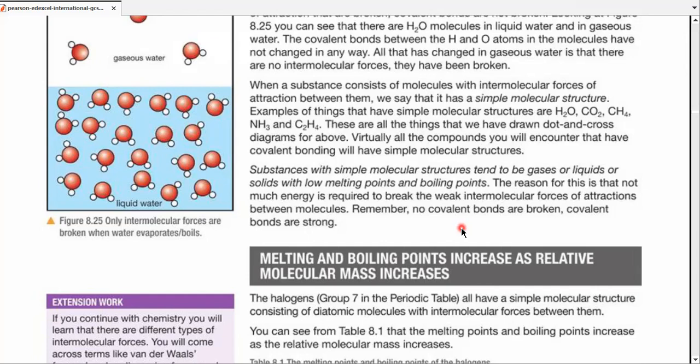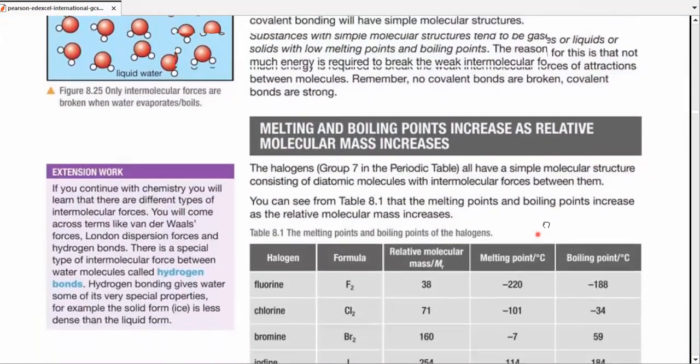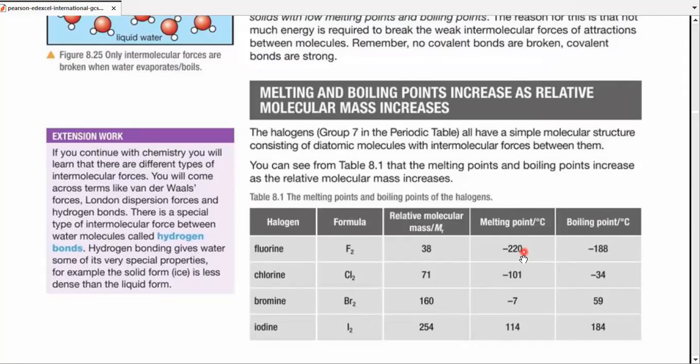If we compare them with ionic substances, those had a lot of strong electrostatic forces of attraction, so they were always solids. Here, in the case of covalent bonds, there are just the weak intermolecular forces, hence mostly liquids or gases. Melting and boiling points increase as relative molecular mass increases. The halogens in group 7 all have simple molecular structure consisting of diatomic molecules with intermolecular forces between them.